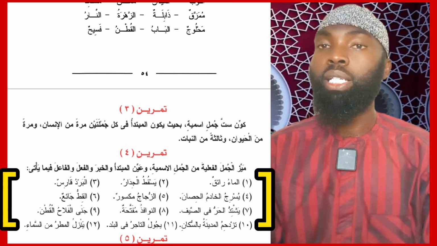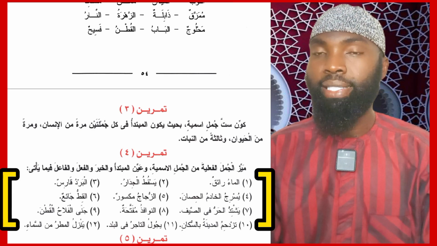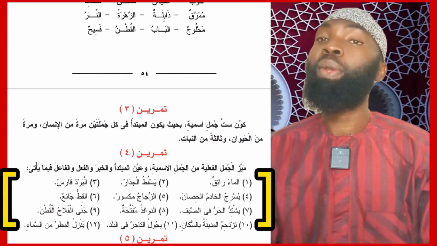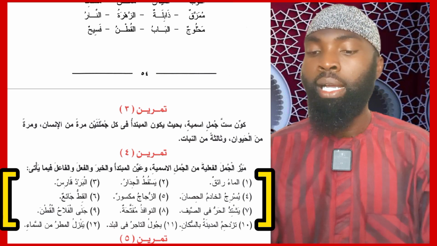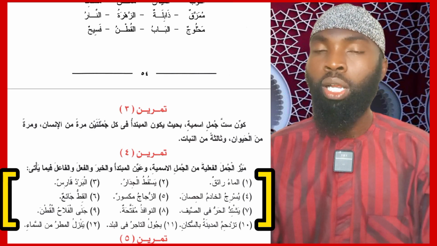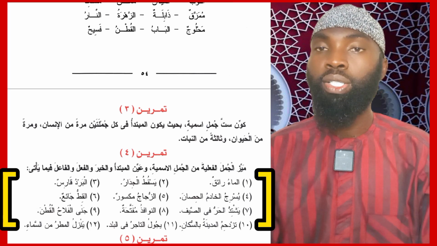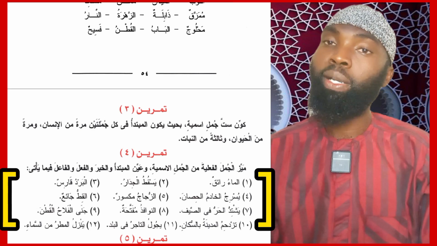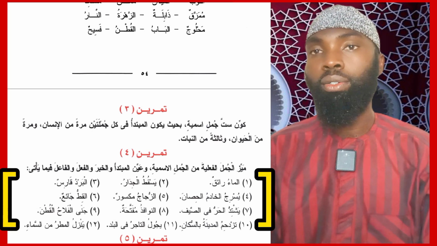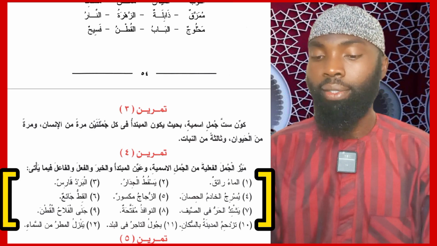Next we have al-bardu qarisun, the cold is severe. That is a jumlatun ismiya, a nominal sentence, because al-bardu is ismun mubtada and qarisun is also ismun khabar. Number 4, we have yashtaddu al-harru fi as-sayf, the heat becomes severe during the summer. So yashtaddu is a verb because it begins the sentence, and this surely is a verbal sentence. So yashtaddu is the verb and al-harru is the fa'il.